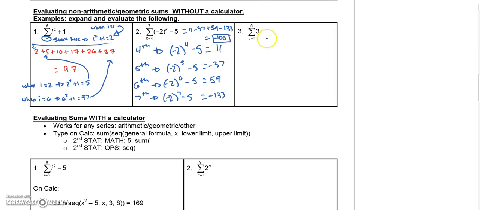Okay, third one looks tough, but it's pretty easy. So I start when j is 1, I stop when j is 5. Well, where is there a j here? There's not, right? So my first term is just 3. Second term is 3. Third, you guessed it, 3. So this is just going to be, let's see, first, second, third, fourth, fifth. I get 15. Okay.